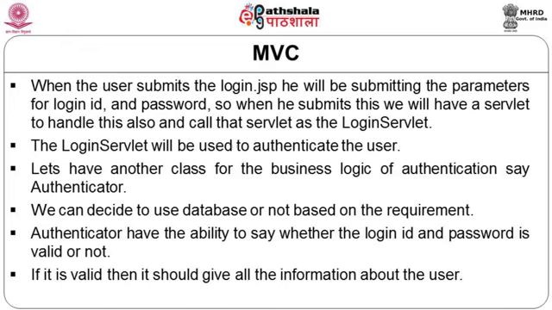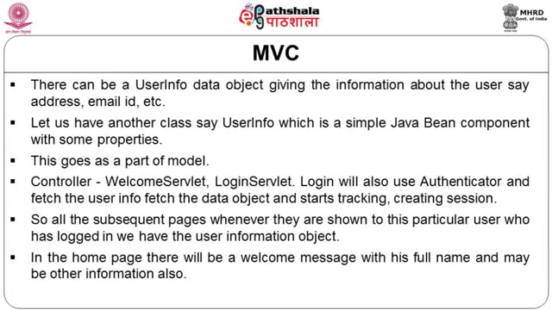We will have a separate authenticator which receives the login ID and password and is able to say whether this is a valid login ID or not. If it is a valid login ID and password combination, it gives all the information about the corresponding user: this login ID is for so and so user, and that user has a name, address, email ID and other details. There can be a user info, a data object for the user. So we can have another class called UserInfo, which is going to be a simple Java Bean component with some properties.